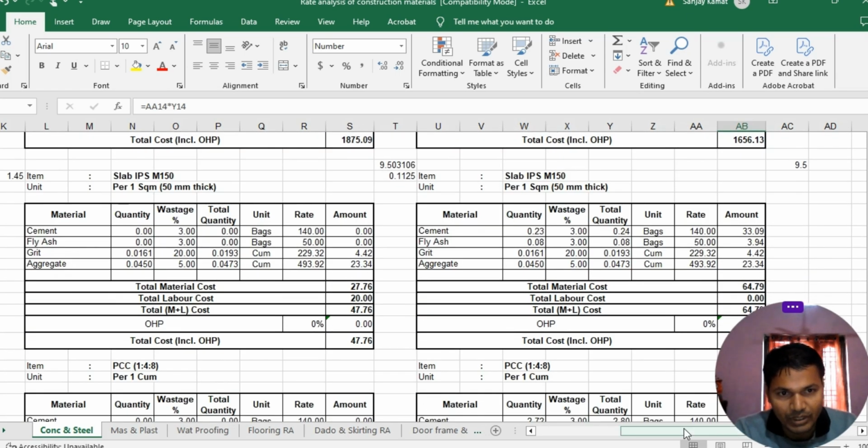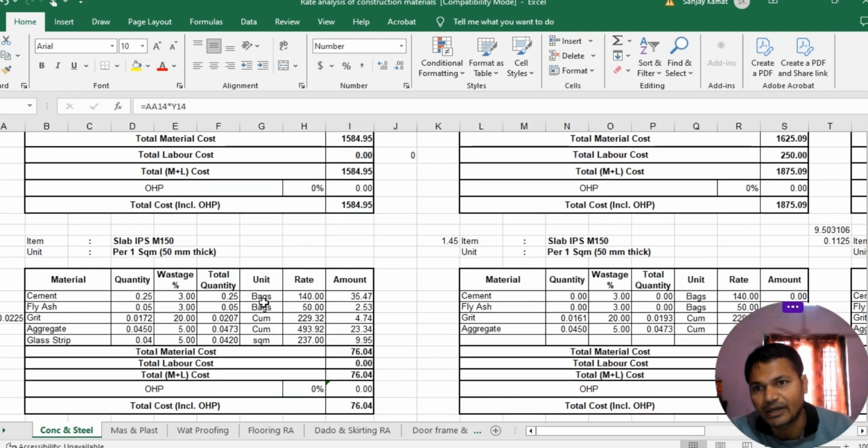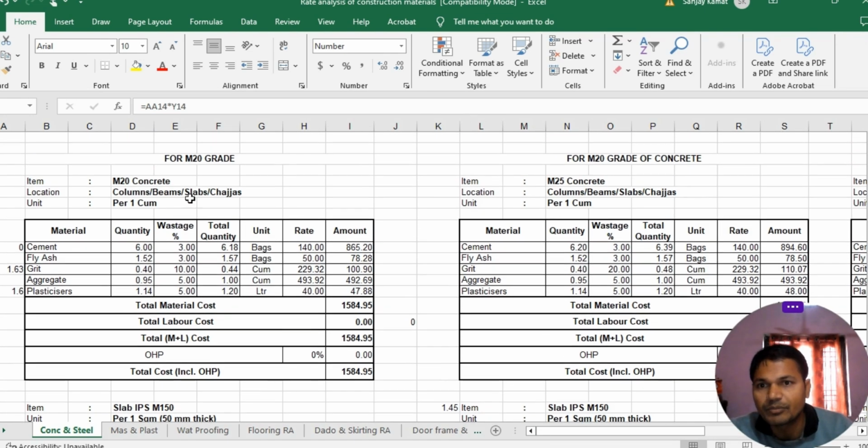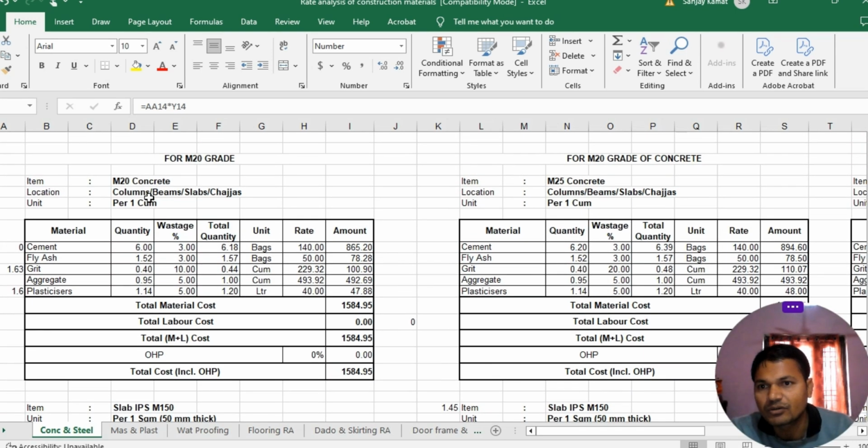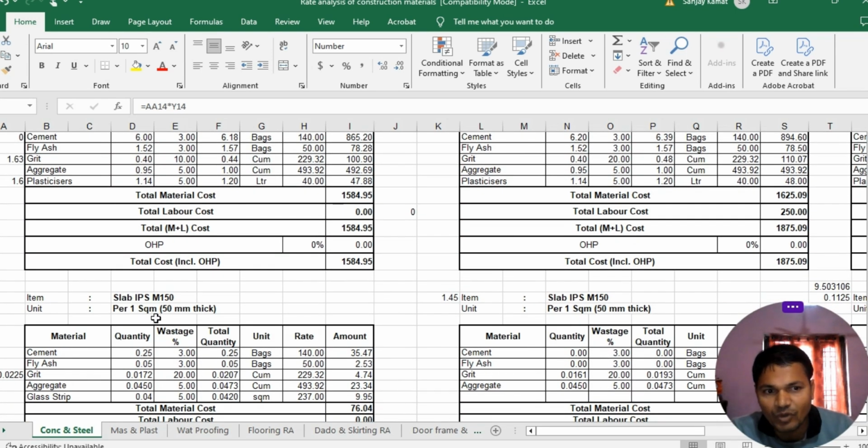Now coming to the next part. We have prepared the columns. Now we are going to do the rate analysis for slab. This time we are going to take M15 grade of concrete, for square meter, and the slab thickness will be 50.